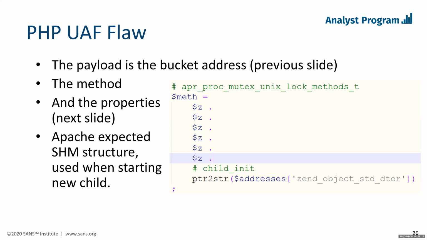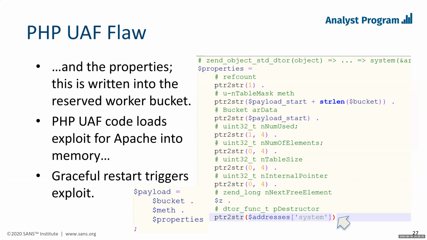Instead of being the actual child init method, it's going to be mapped to this Zend object string destructor. This is going to be followed in memory by the properties attribute. In order to execute the system call, this is going to be the memory address of the system, which is the properties attribute, in terms of what is being built for the child lookalike bucket. So the payload looks like a child bucket.